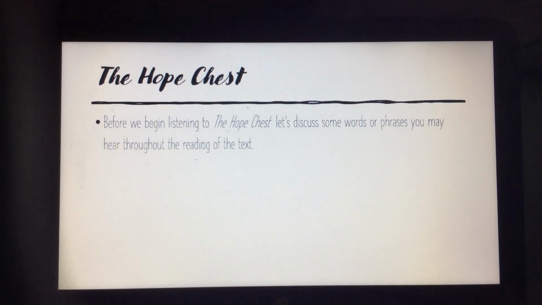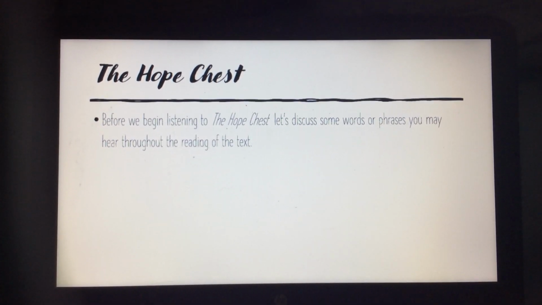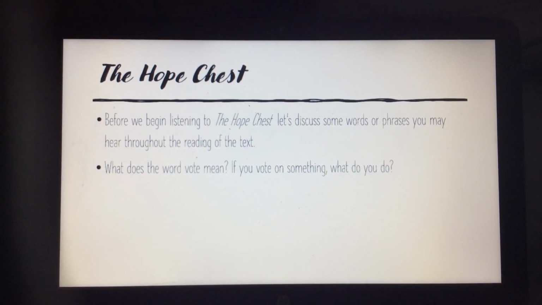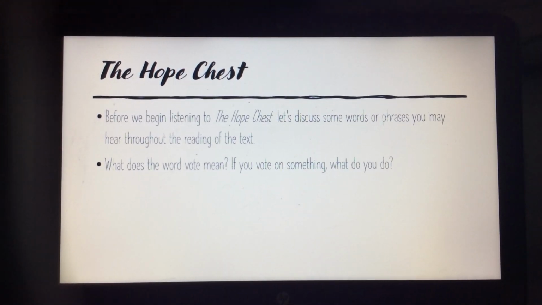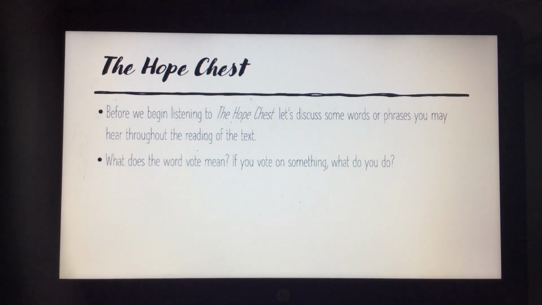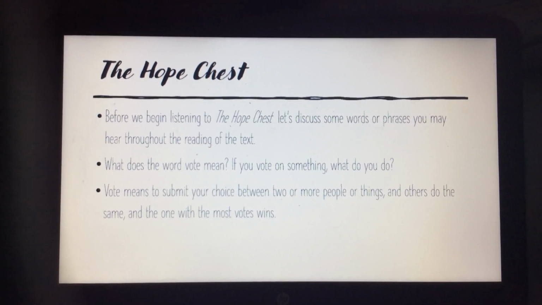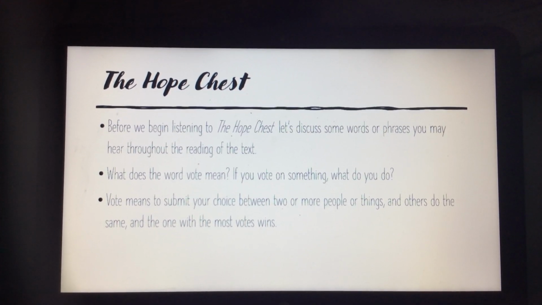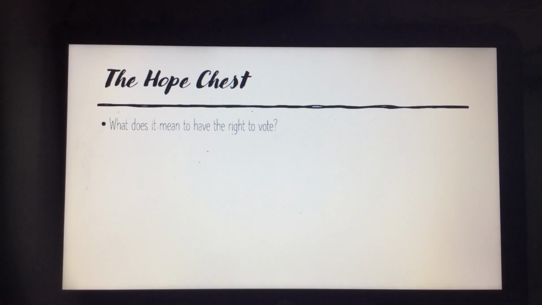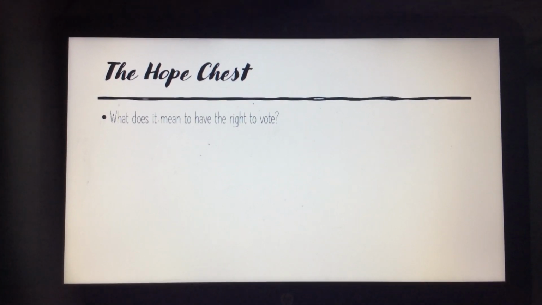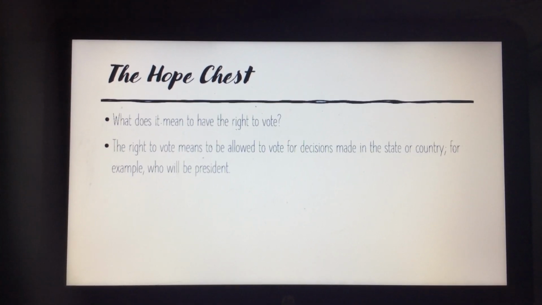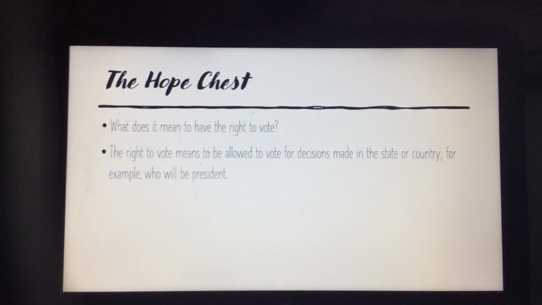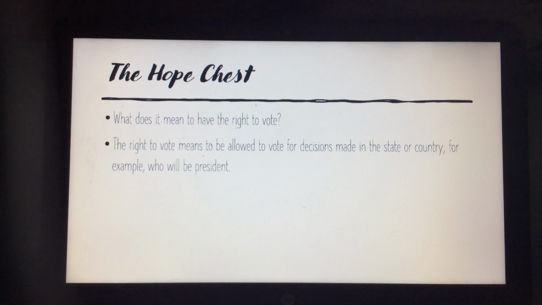Okay, before we begin listening to the Hope Chest, let's discuss some words or phrases you may hear throughout the reading of the text. Okay, what does the word vote mean? If you vote on something, what do you do? Vote means to submit your choice between two or more people or things, and others do the same, and the one with the most votes wins. What does it mean to have the right to vote? The right to vote means to be allowed to vote for decisions made in the state or county. For example, who will be president?